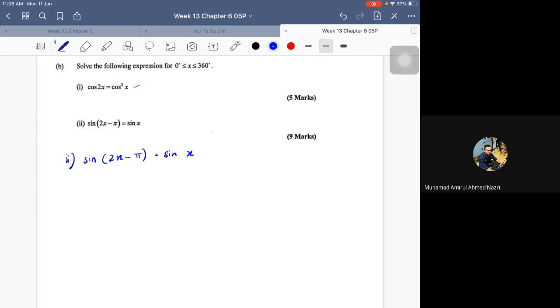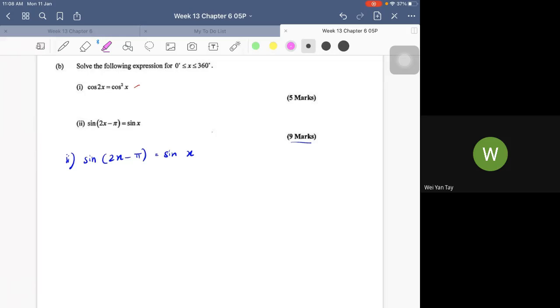Okay, now give me a suggestion. So apa yang I kena buat mula-mula dengan equation ni sebelum kita start solving? Nak buat apa dulu kalau jumpa soalan dalam final? Ni 9 markah ni. This is a lot of marks. Tukar sin 2x minus pi kepada equation tu. Betul. So that is what we're going to do.